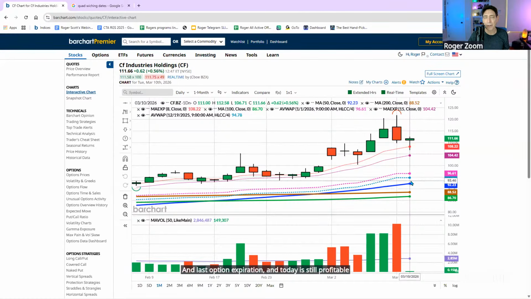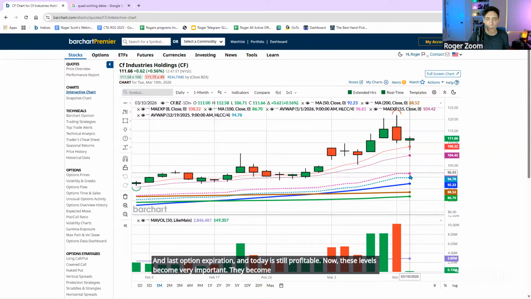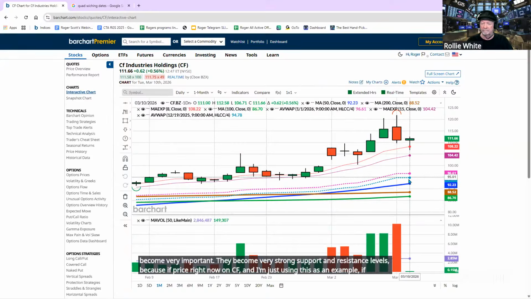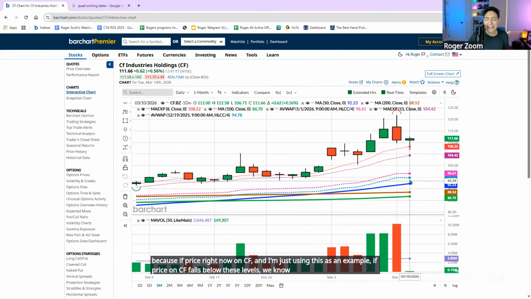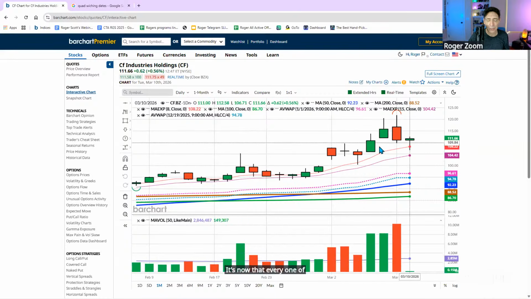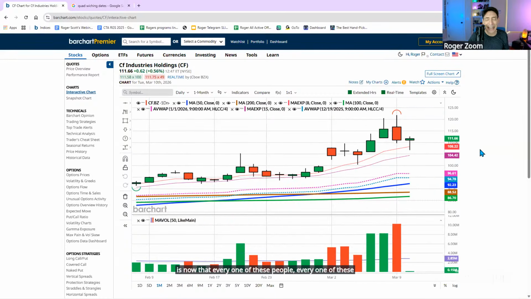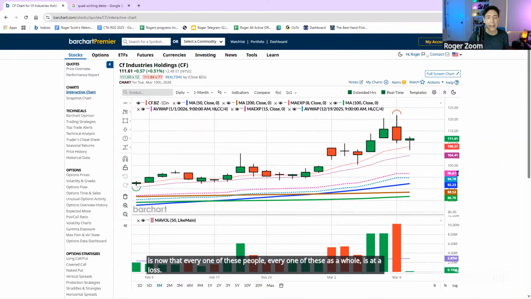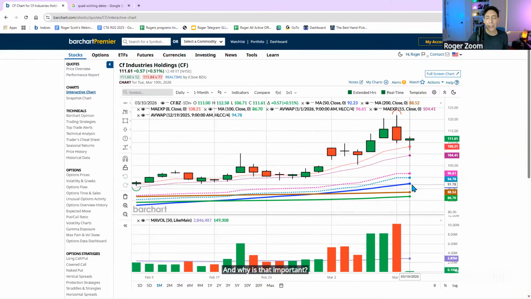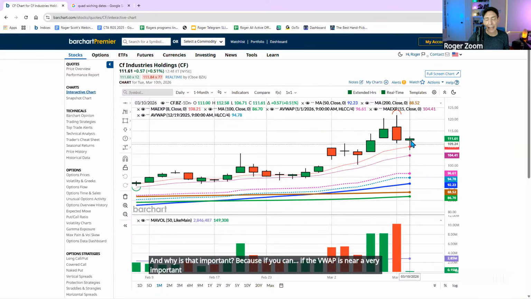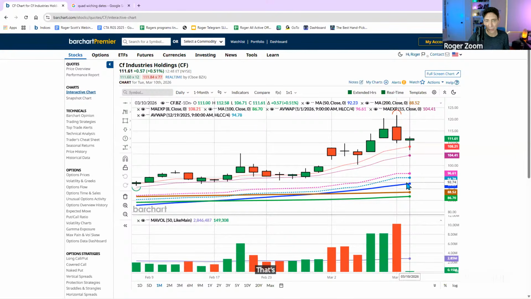Now, these levels become very important. They become very strong support and resistance levels. Because if price right now on CF, and I'm just using this as an example, falls below these levels, we know that every one of these people, as a whole, is at a loss. And why is that important? Because if the VWAP is near a very important level, and you know that all those people are at a loss, that puts pressure on the asset you're looking at. That's psychological pressure right there.